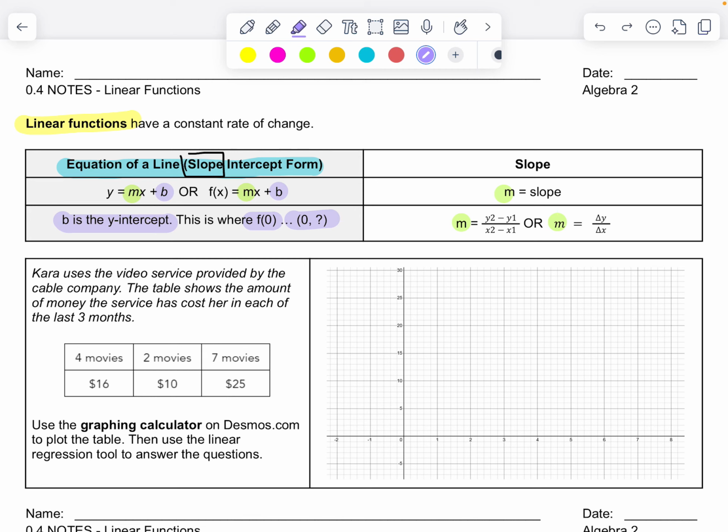Kara uses a video service provided by the cable company. The table shows the amount of money the service has cost her in each of the last 3 months. Right, so we have a specific movie amount and a specific dollar amount. I'm going to do us a favor here. Let's go ahead and give that an X and a Y value for our domain and range values, our input and our output. The other thing I could do is I could rearrange this table.